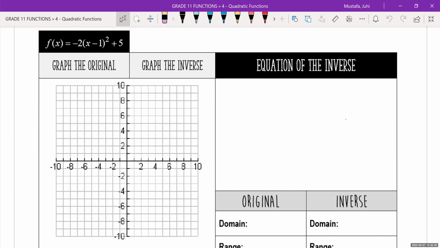Okay, so we're going to move 1 to the right and up 5. The negative sign means our parabola is opening downwards. And the 2 means that there is a stretch. So instead of the numbers 1, 3, and 5, we're going to multiply all of those by 2, and we're going to get 2, 6, and 10. And you just have to include as many points as you can.